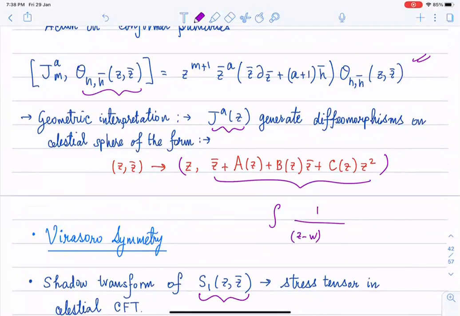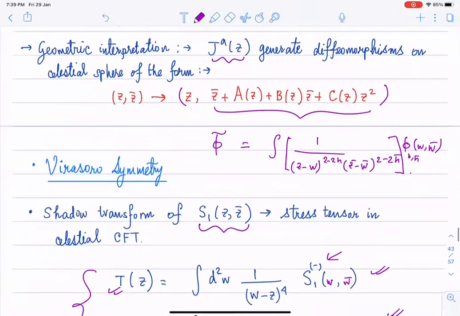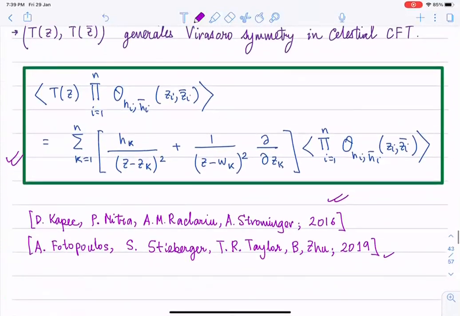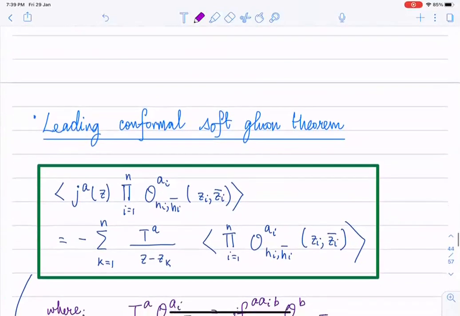For a general operator, which has some dimension H, H bar, the shadow transform involves some factor like this, with powers 2 minus 2H and 2 minus 2H bar, times some operator W, W bar, which has dimension H, H bar, and that gives you some operator on this hand, which is the shadow. Okay. I see. Yeah. So when you do a shadow transform, this is the kernel that you have to use. Okay, great.